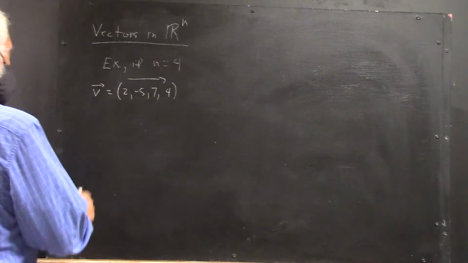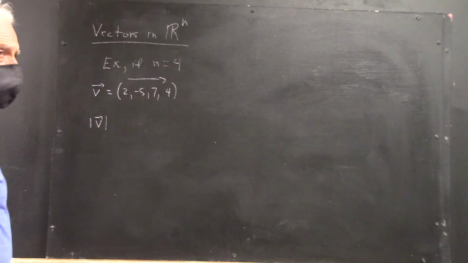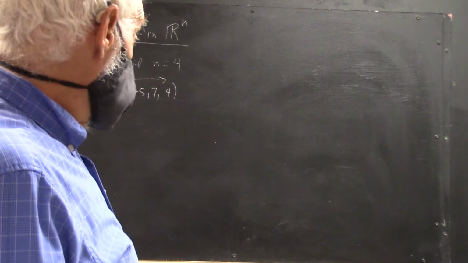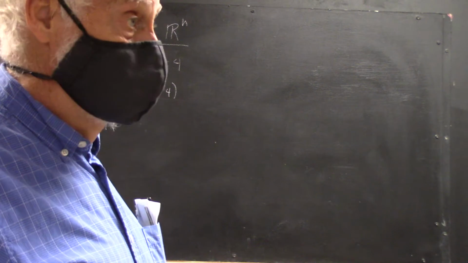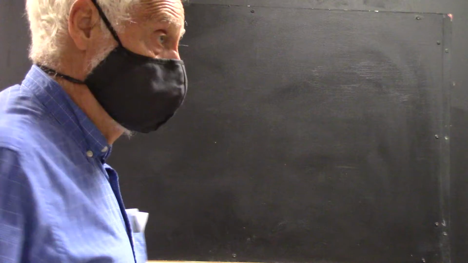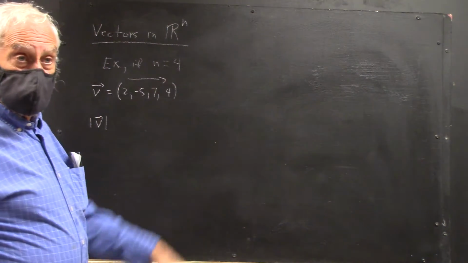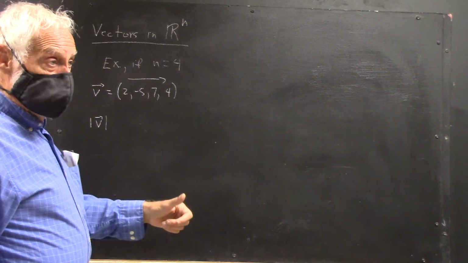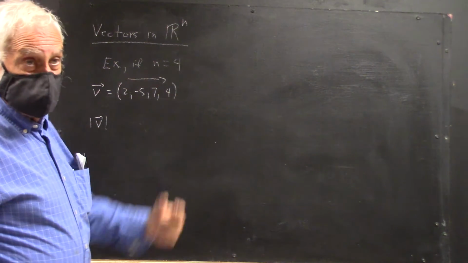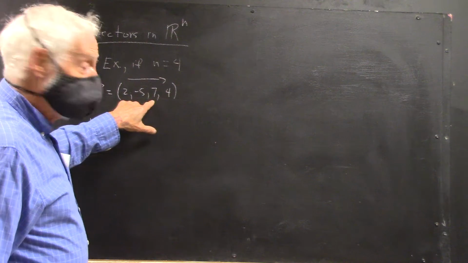Now, anybody want to conjecture what's the magnitude of V? How do we do the magnitude in R2? Well, we took the square of this component and the square of that component. The components are 2 in, let's say, the x direction, -5 in the y direction, 7 in the z direction. And x ought to be this way, z this way, we'll see that.